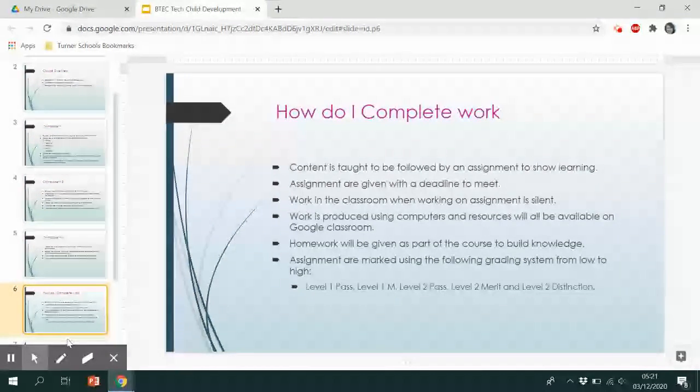Assignments are marked using the following grading system from low to high. Level 1 pass, Level 1 merit, Level 2 pass, Level 2 merit, and a Level 2 distinction. The overall course is graded using these as well. If you get a distinction on every unit, you'll be able to get a distinction star at the end also.